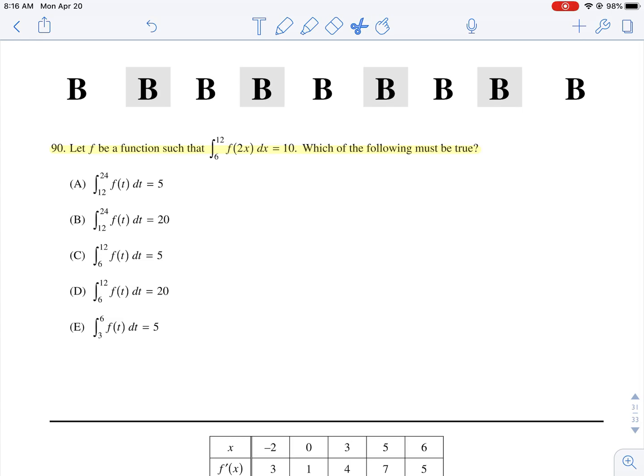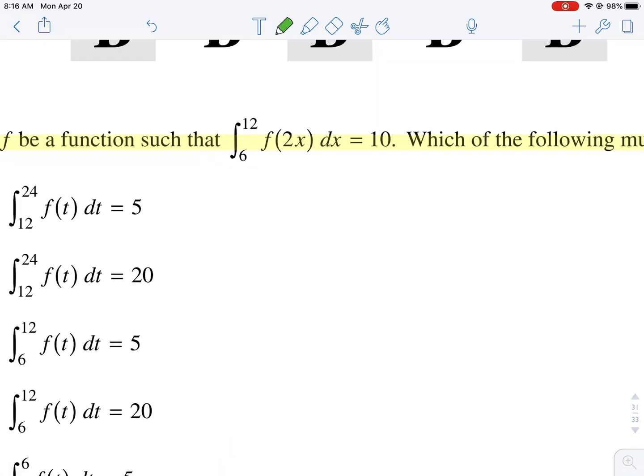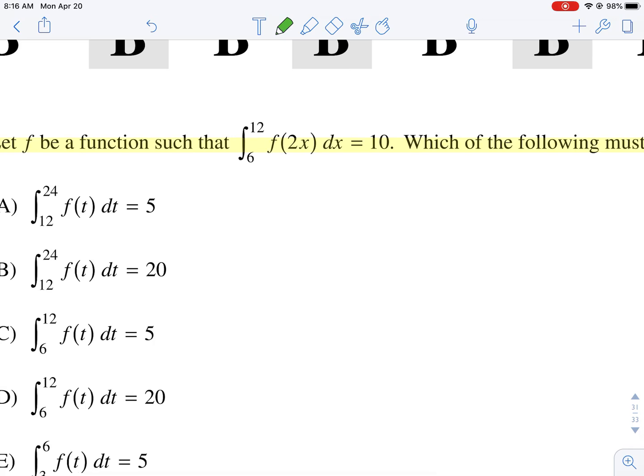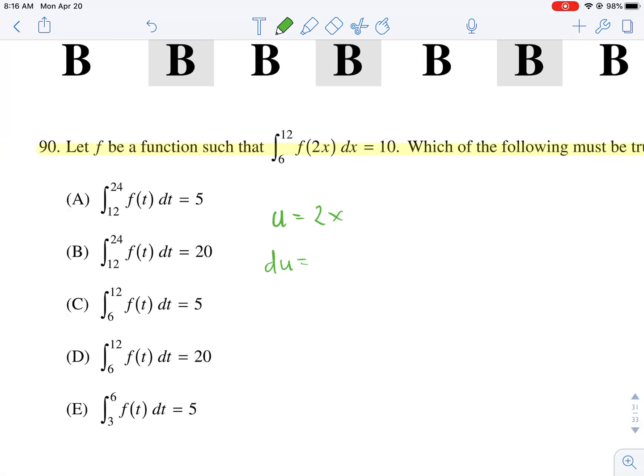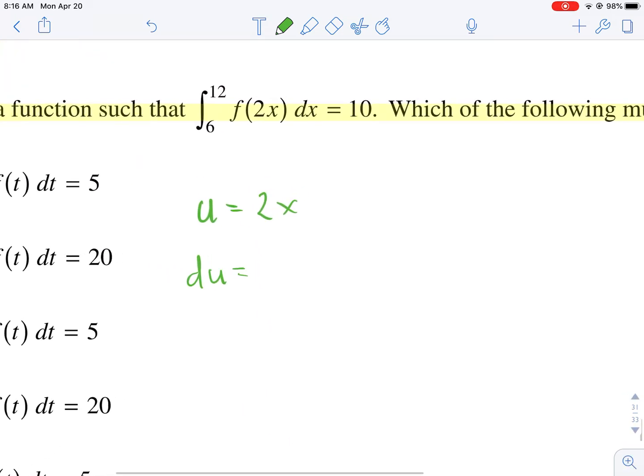90. All right, so this one's kind of a unique question too. But notice how we have f of 2x inside an integral. So to me, that screams u substitution. So if we let u equal 2x, then du is, well, they use t's over here. I'll use u's, and then we can just change u to t at the end, just because you're used to u's, so it might look a little nicer as we're doing this.